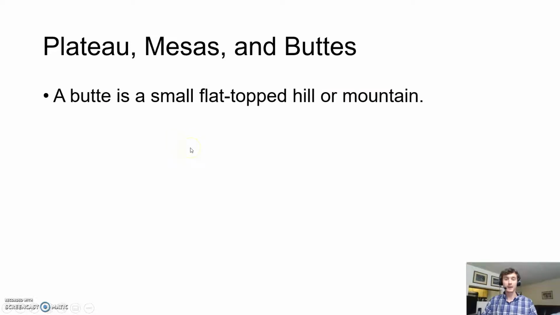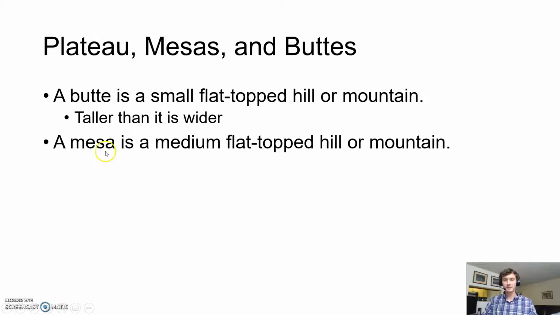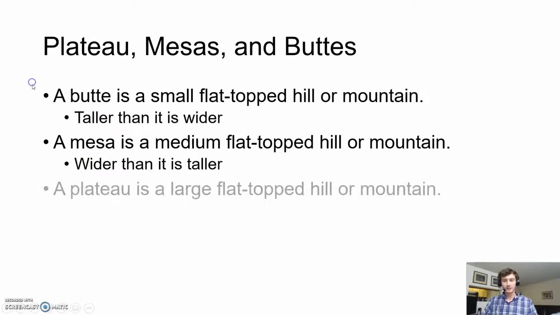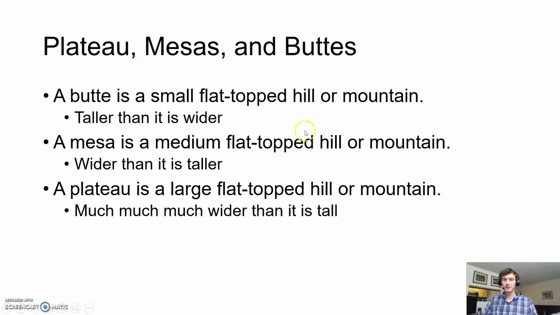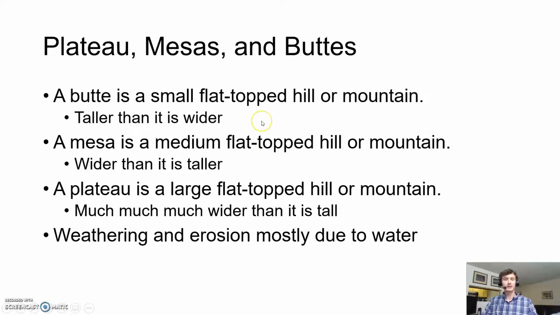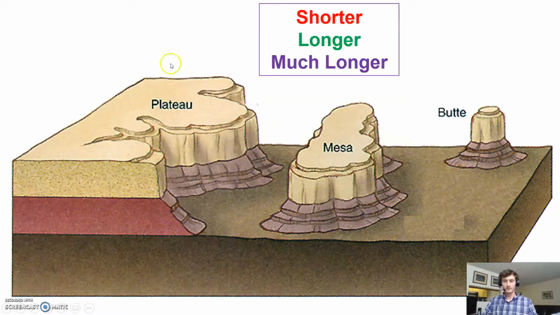A butte is going to be a small, flat-topped hill or a mountain. It's taller than it is wide, tall and skinny. Mesa is sometimes similar in terms of overall scale to a butte, a little bit wider than it is tall, and generally larger than the butte. And plateaus are going to be large, flat-topped hills or mountains, much wider than they are tall. These can be extensive. This can be an entire region of the planet is all one plateau. Right? In this case, formation is mostly due to weathering and erosion from water.